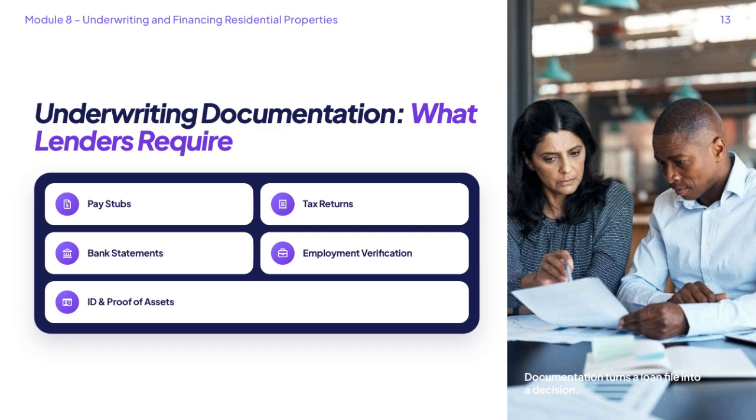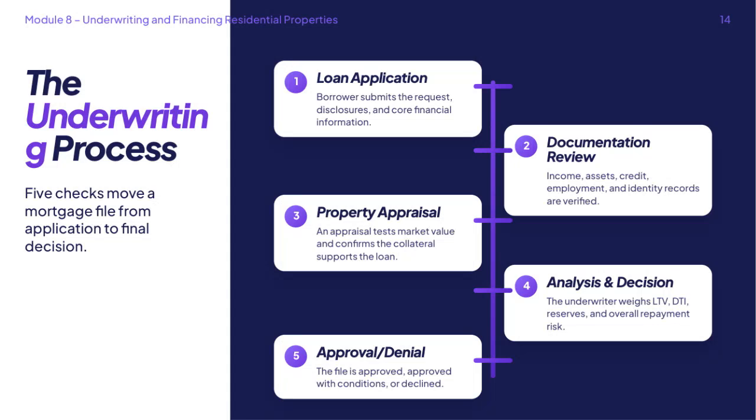process more smoothly. Now, let's walk through the underwriting process, which is essential in moving a mortgage application toward a final decision. There are 5 key steps involved. First, the loan application stage, where the borrower submits their request along with disclosures and the main financial information needed to start the process. Next comes the documentation review, where income, assets, credit history, employment details, and identity records are carefully verified to ensure everything is accurate and complete.